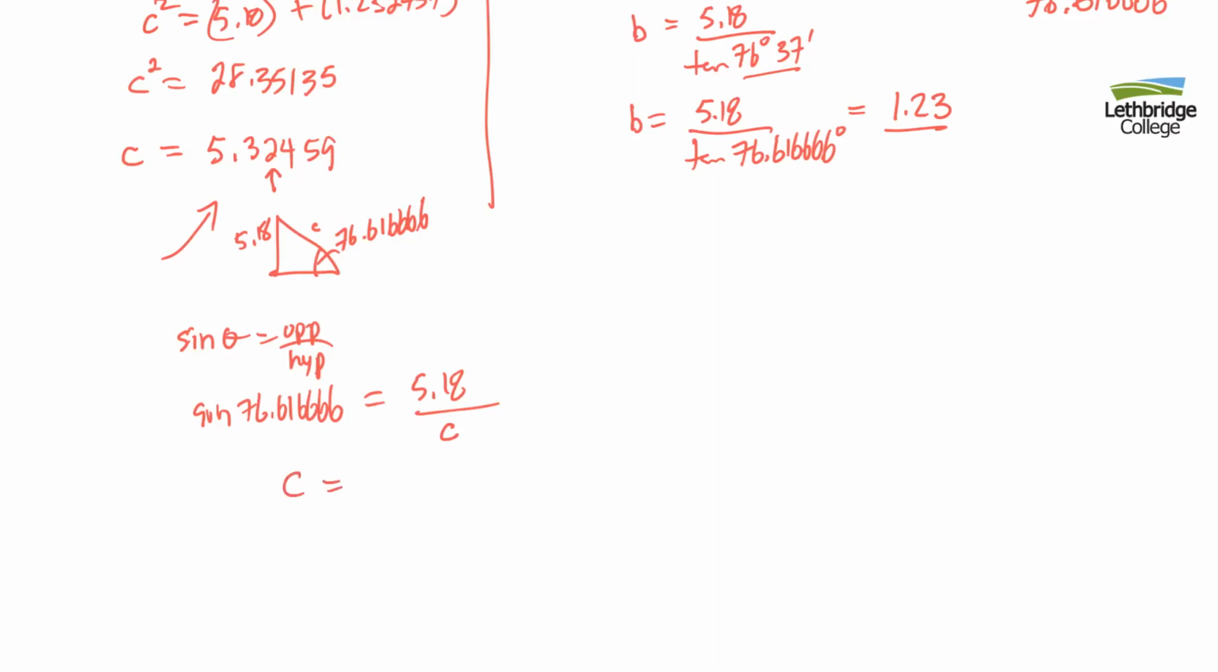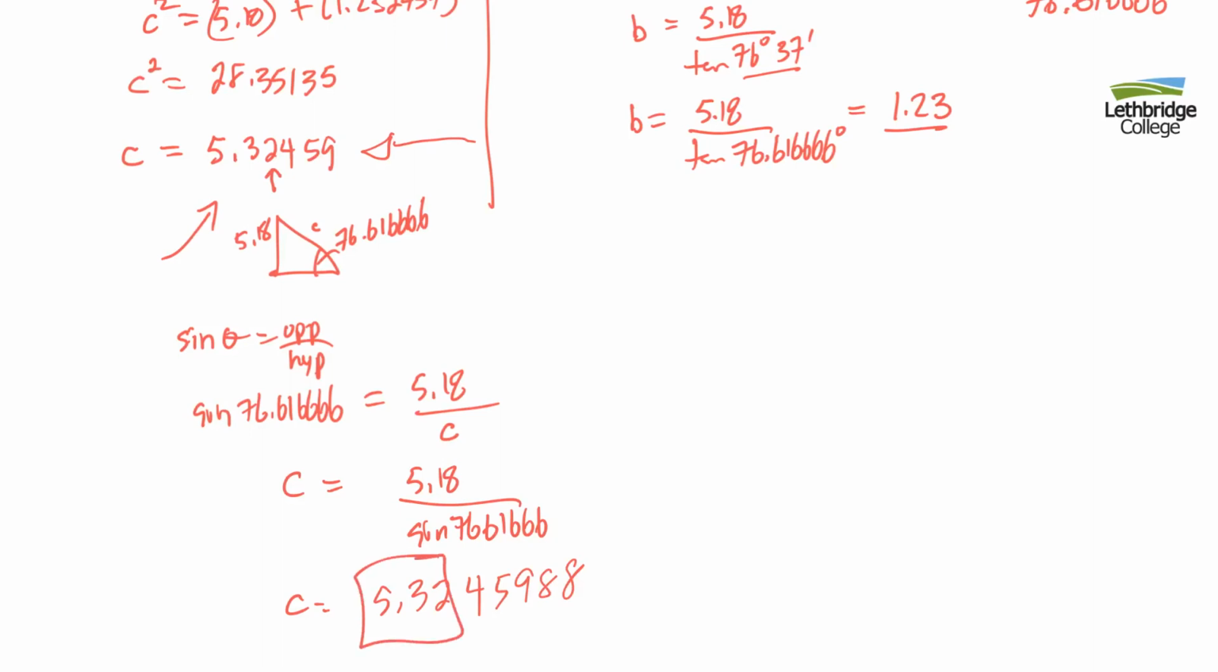So to find C, it's going to be 5.18 divided by the sine of 76.616666, etc. Let's try putting that on your calculator. So it'll be 5.18 divided by the sine of 76.61 and a bunch of sixes. It comes out to 5.3245988. Notice that that's pretty accurate. That's quite a few decimal places that are correct. When I round it to two decimal places, I'll get the same answer I got there. All right, hopefully that helps you with that question.